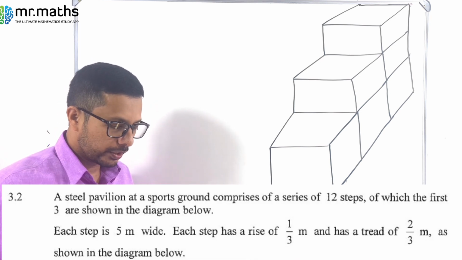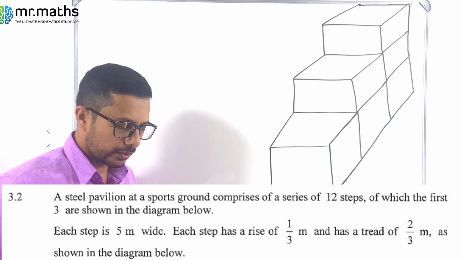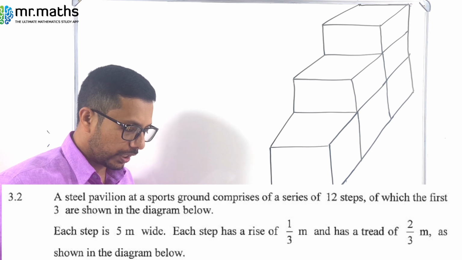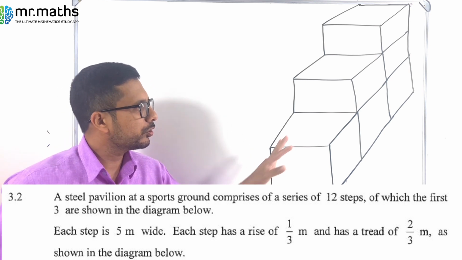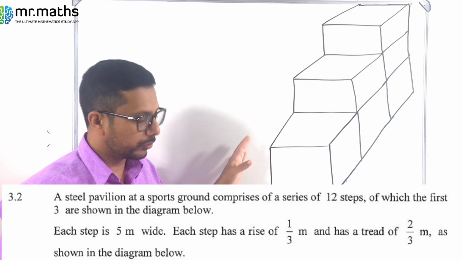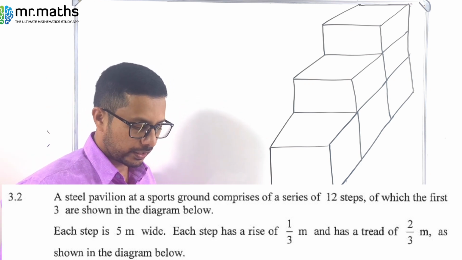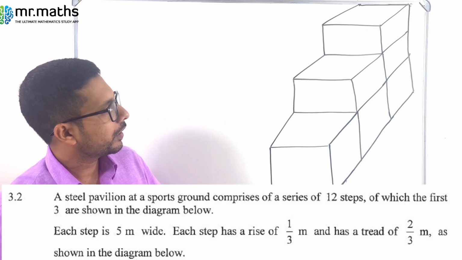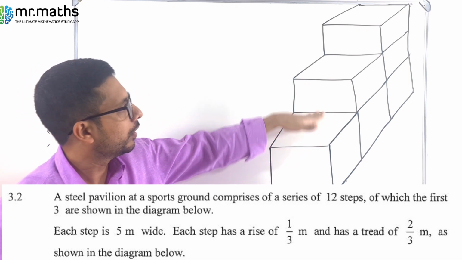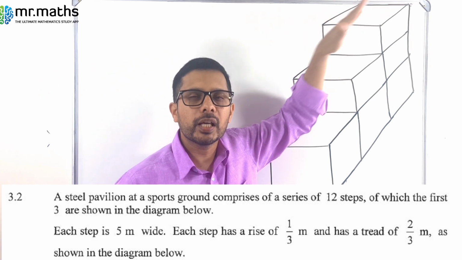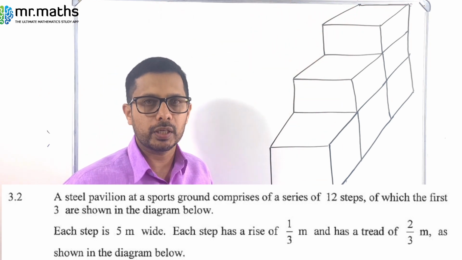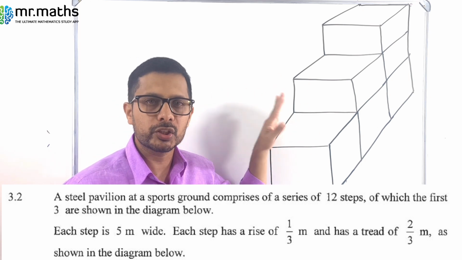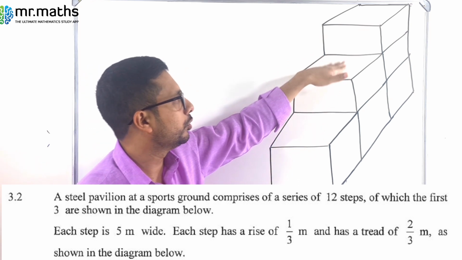A steel pavilion at a sports ground comprises a series of 12 steps, of which the first 3 are shown in the diagram. So I try to manage, it's a rough graph. You can look at your question paper, there you can see the exact one. I tried to draw a rough graph, and here you can see that there are 3 steps shown here, 1, 2, 3. Like that, how many steps are there? 12 steps are there, don't forget that. Only 3 are shown here, but actually there are 12 steps like this.